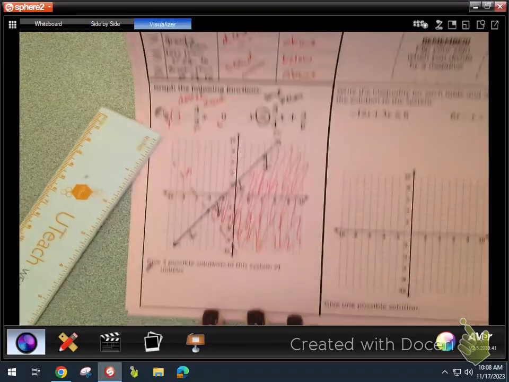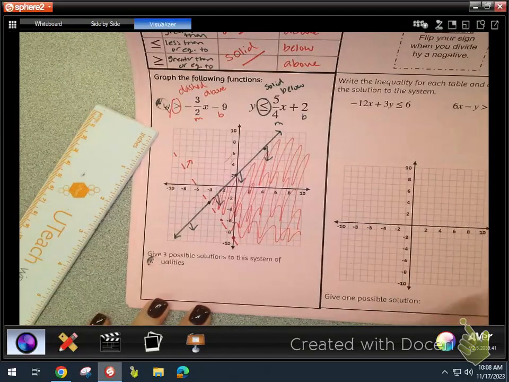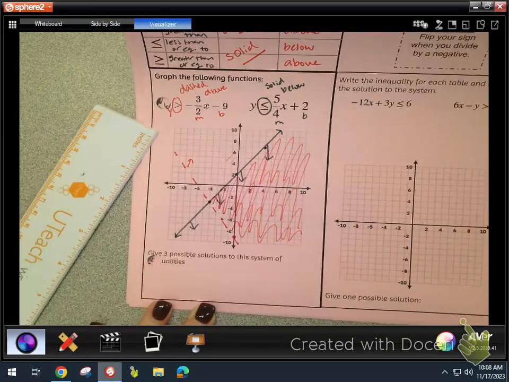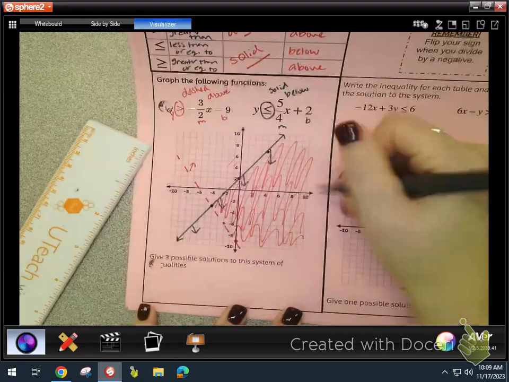What if they're both shaded on top, like parallel lines? If they're like this and they're both shaded on top, then the solutions will be up here, because this would have double shade. Okay, so here's our solution.